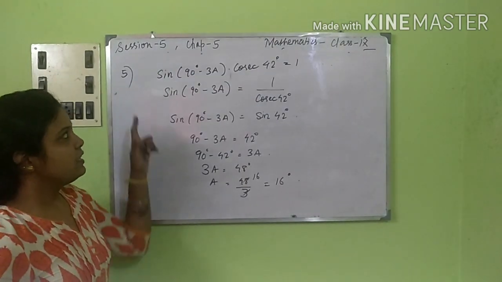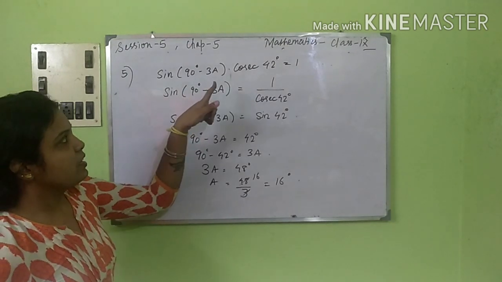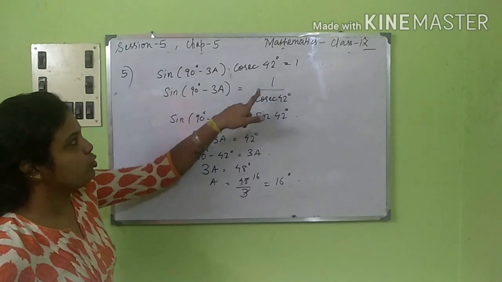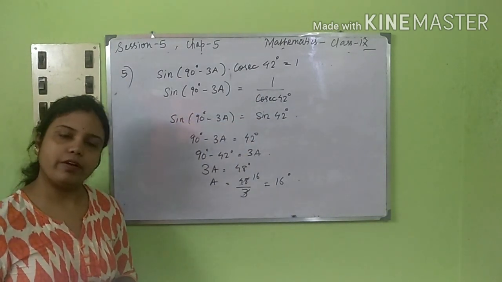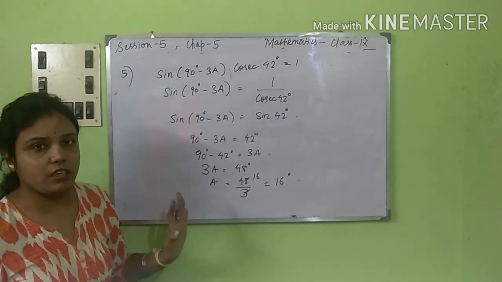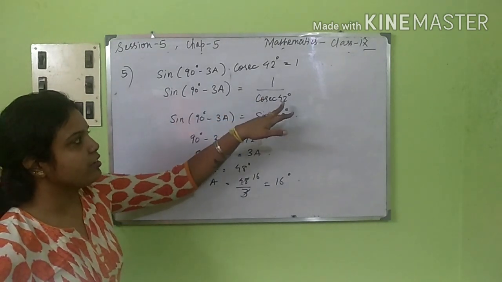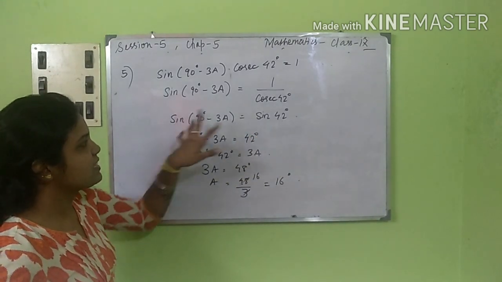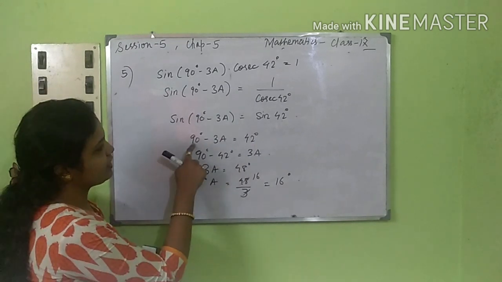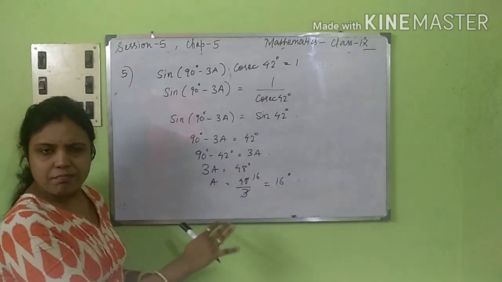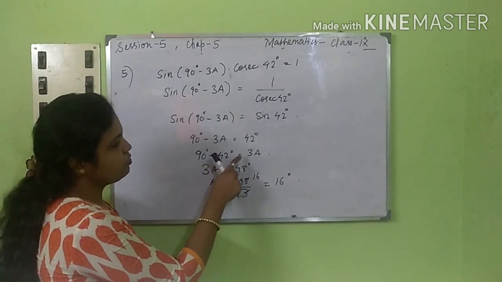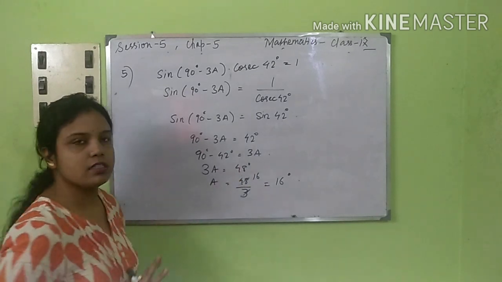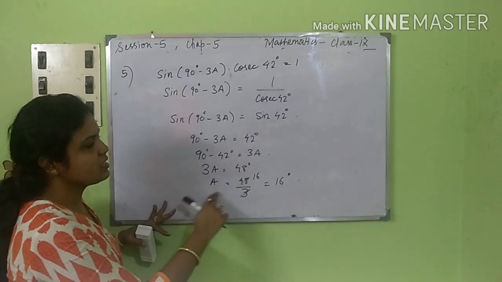Next example, sin of (90 degree minus 3a) into cosec 42 degree equal to 1. So sin of (90 degree minus 3a) equals 1 by cosec 42 degree, right? So we have to find the value of a here. Okay, so 1 by cosec 42 degree means sin 42 degree. So we have 90 minus 3a equal to 42 degree, because sine we can cancel. Now simply calculate 90 degree minus 42, bringing the angles on this side, equal to 3a. So 3a is equal to 48 degree, a is equal to 16 degree. So the value of a here is 16 degree.